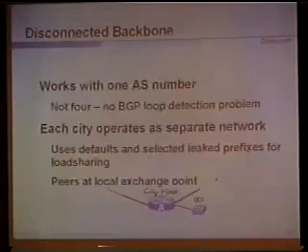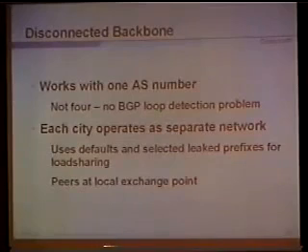The AS loop detection will jump in here. But you don't need it. Each city will operate as a separate network. Again, you're relying on using a default route and leaking selected prefixes to get your load share.